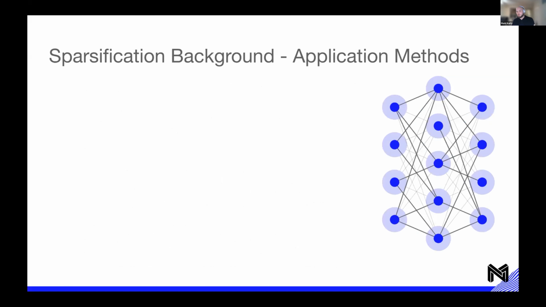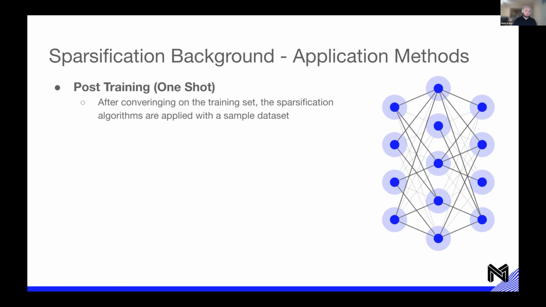And so given all those algorithms, there are a few different ways to apply them. One is post-training, or what we call one-shot. So what this means is after we've trained that animal detector and converged on the training set, the sparsification algorithms are applied with a sample data set. So we're not going to do it while training. We have our trained model. We're going to use a small data set, a small sample, and then we're going to try and optimize the model just using that, right?